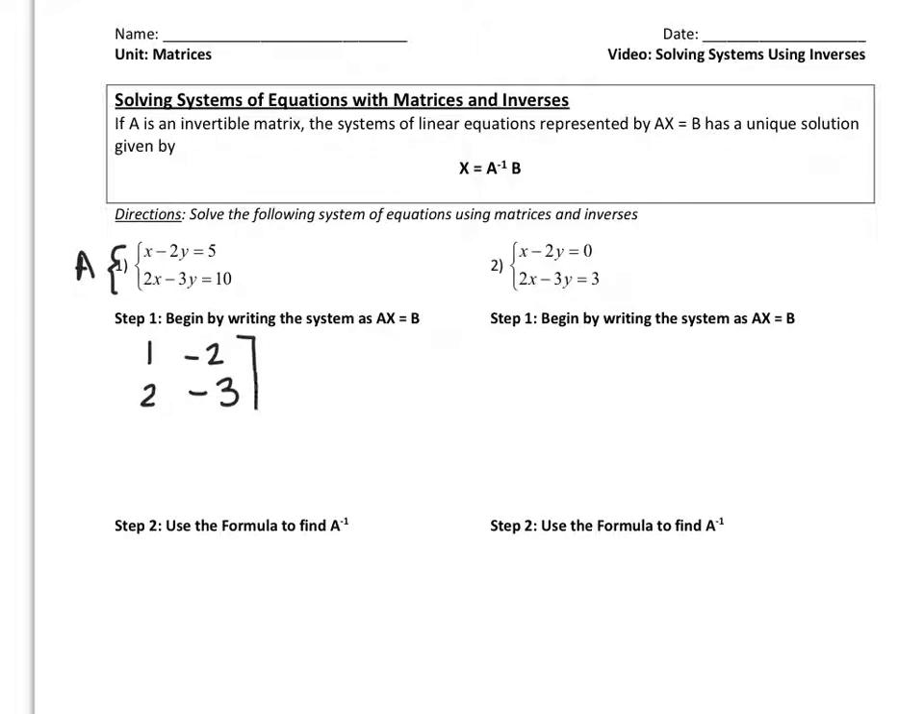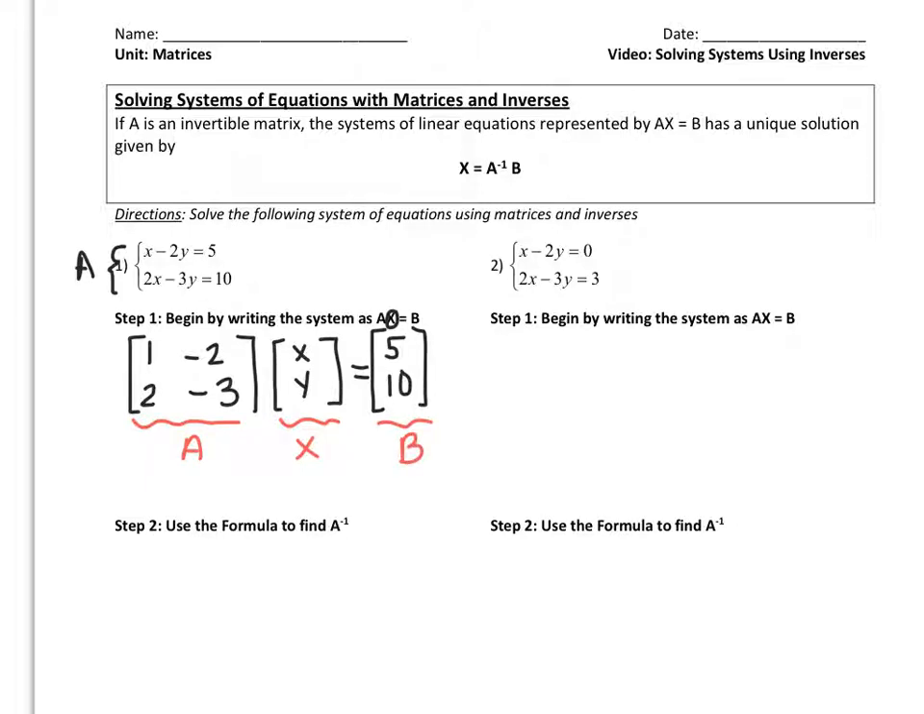And we are going to multiply that by x and y. This x is just the variables, and I want to equal that to the constants, 5 and 10. Okay, so this here is A, this is your x, and this is your b. So the A is represented by just the coefficients of the items before the equal sign. The x is the variable matrix with x and y, and the 5 and the 10 are here.